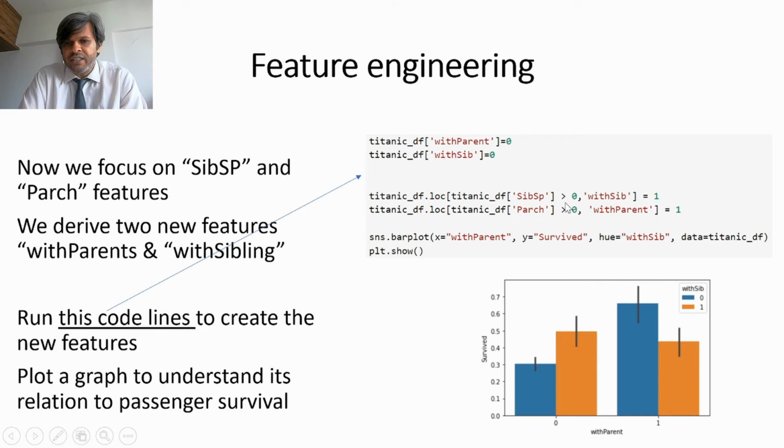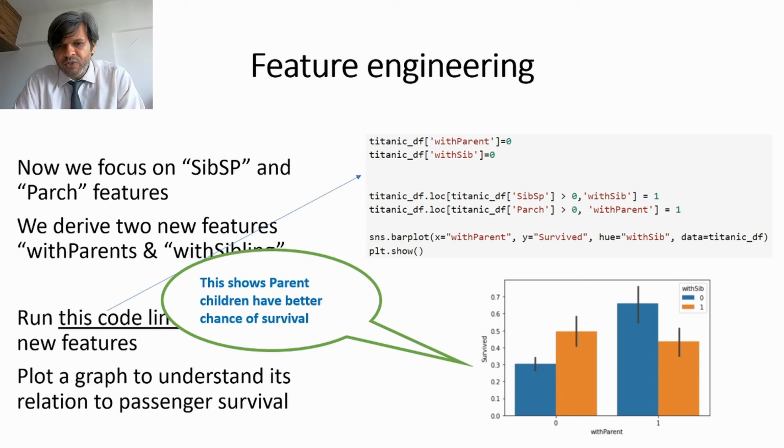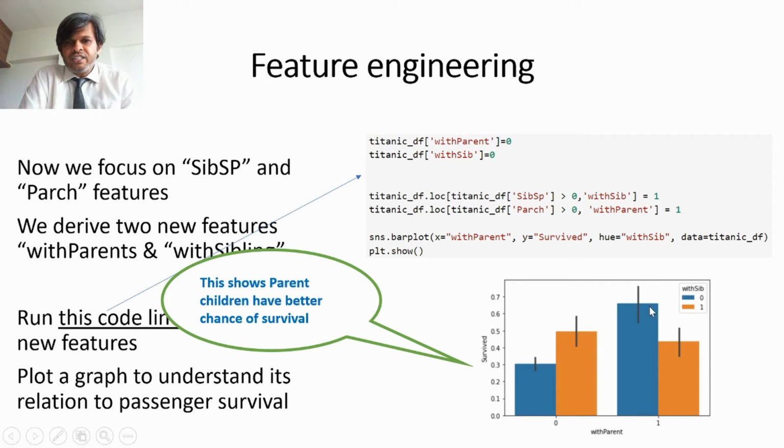Like if sibling is greater than 0, then with sibling is equal to 1, else 0. And we say if PARCH is greater than 0, then with parent is equal to 1. And now what we do is we plot a graph to see how that correlates to whether that passenger will survive or not. And this chart indicates that parent children have better chance of survival. So definitely this feature has some connection to whether that passenger survives or not.